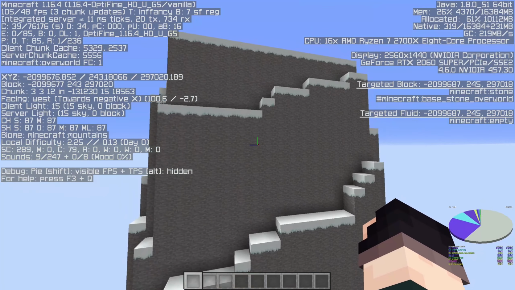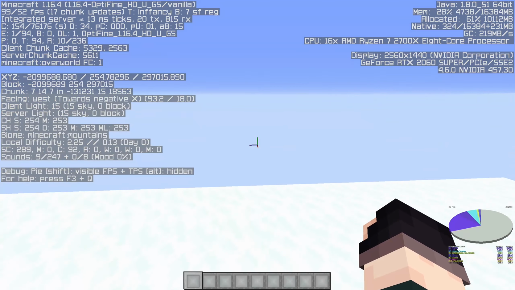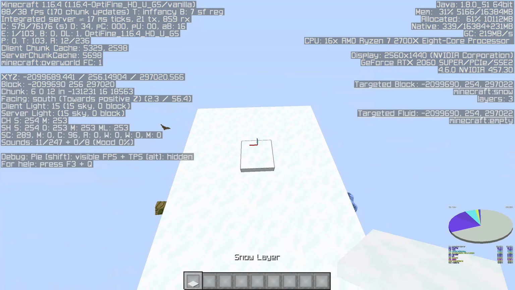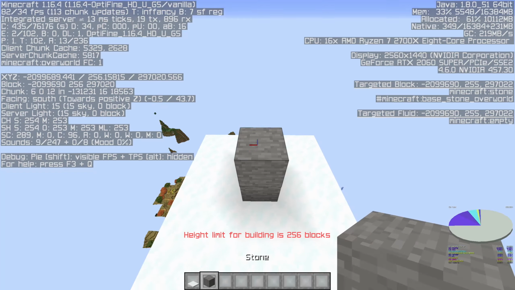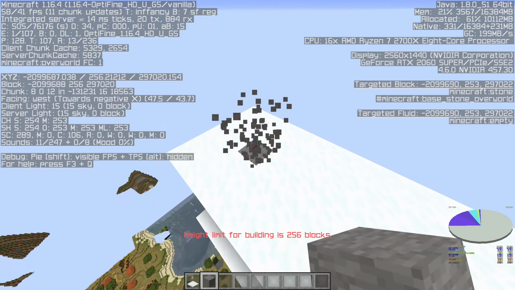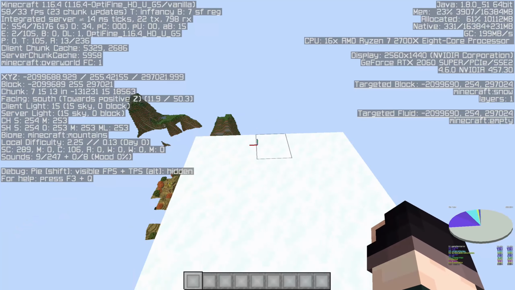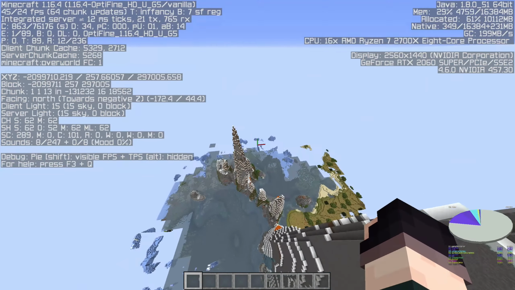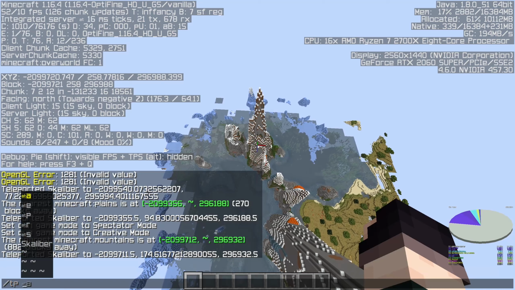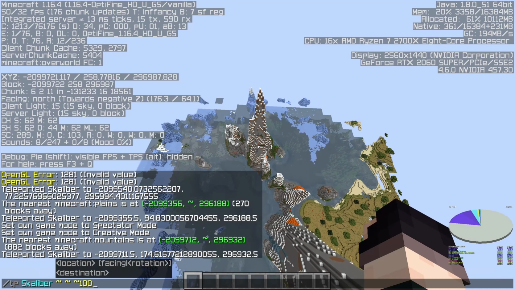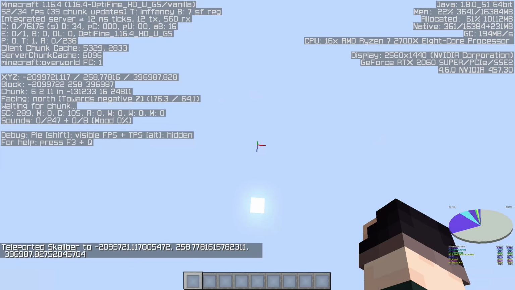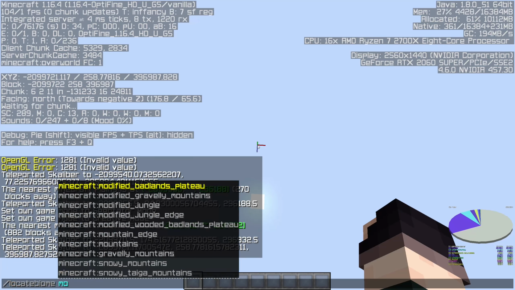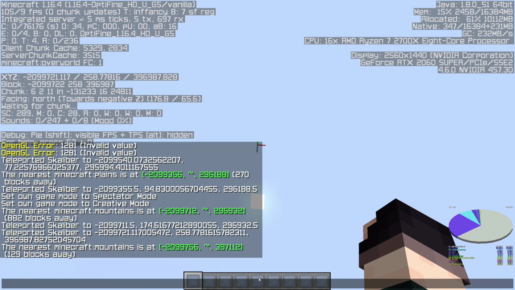How far does this come up though? It's not actually world height, it's just below world height. What am I doing? If we went 3 blocks up, we're at build limit. That's kind of interesting. We've got to find some other mountains, though. This is really cool, but it's not a very good example, is it? I'm going to TP myself away again. TP, Excalibur, location 100,000, and then we'll do locate biome, mountains, and we'll try again.